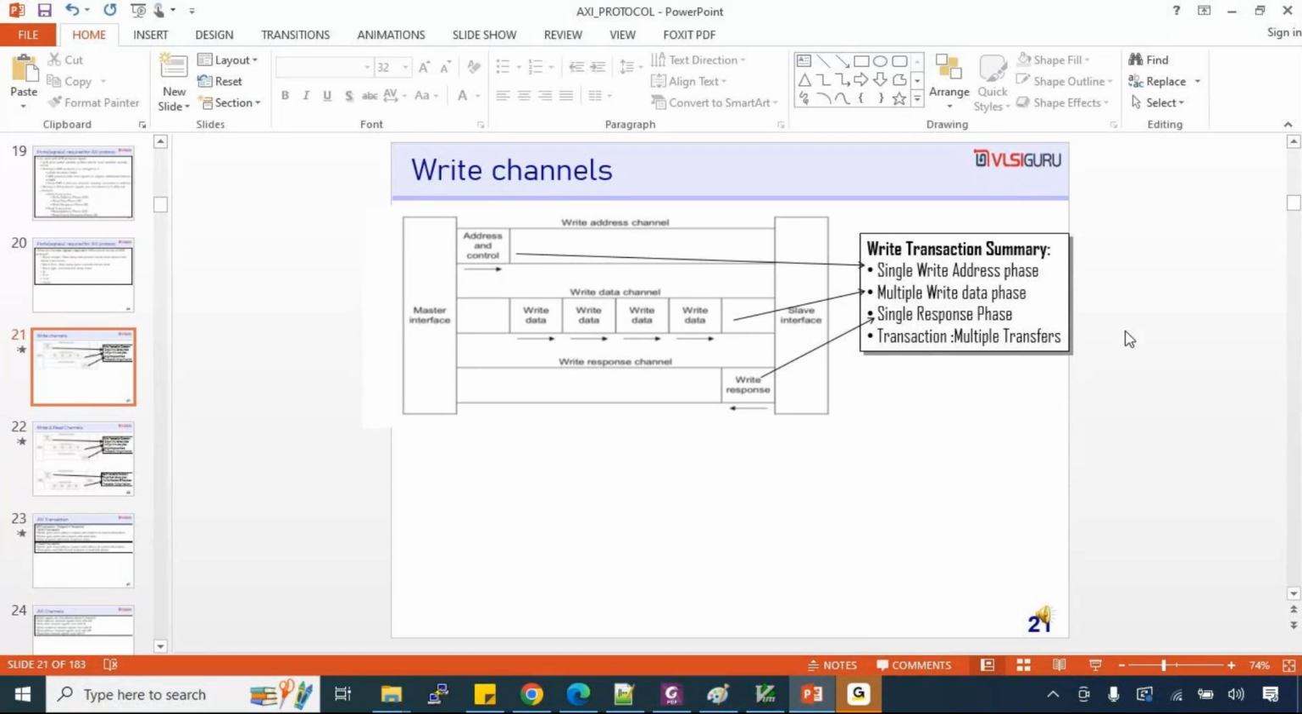Only once, because that's how the burst transfers work. Write data phase. Who will do it to whom? Master to slave. So what is the direction of the arrows in the middle? How many arrows do you see? Four. So in this case, what is the burst length? 4. But 4 is not fixed. It can be anywhere from 1 to 16. The protocol supports a burst length of 1 to 16.